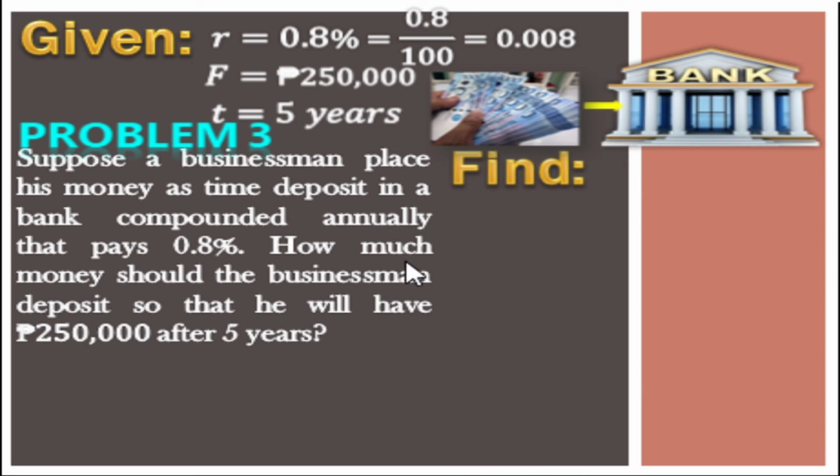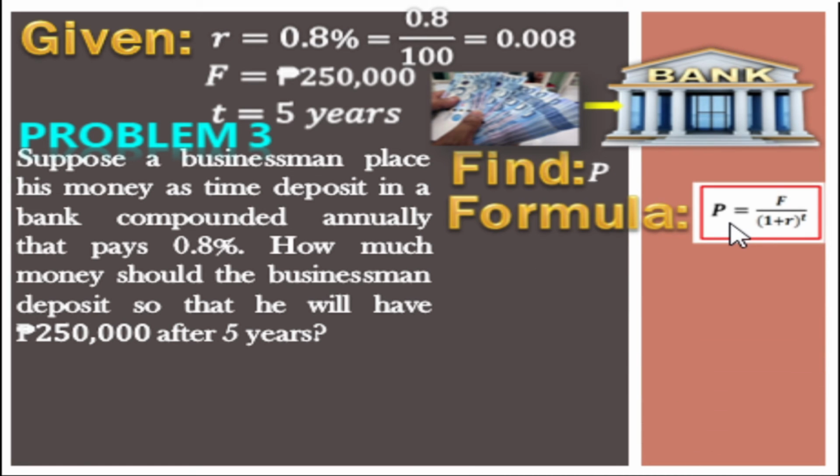Since we are looking into the amount of money that the businessman deposited in the bank account, we will be solving for the principal. The future value is 250,000 pesos after 5 years, so 5 years serves as our time. So the formula that we will use here is P is equal to F all over the quantity of 1 plus R raised to the power of T, since this is compounded annually.